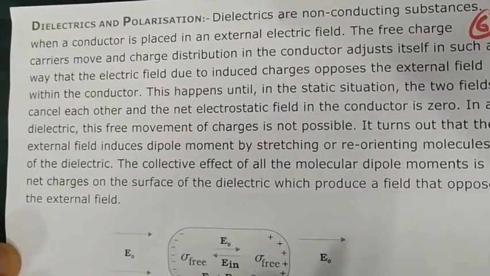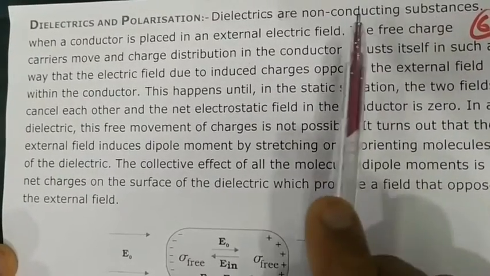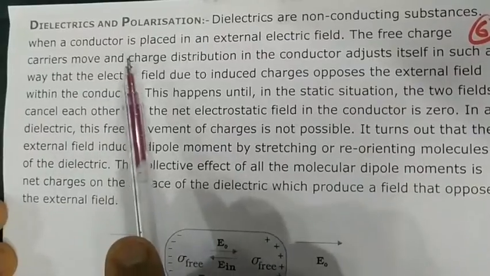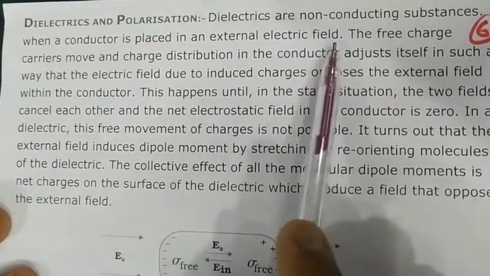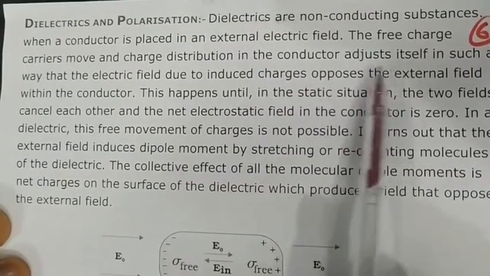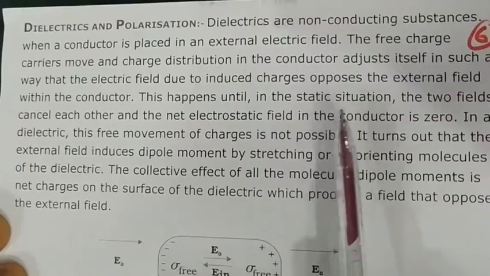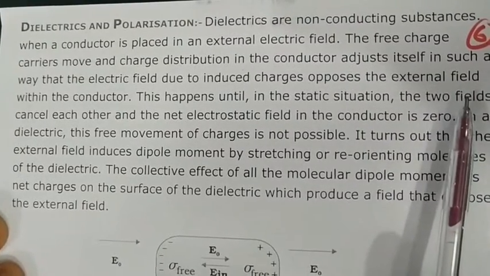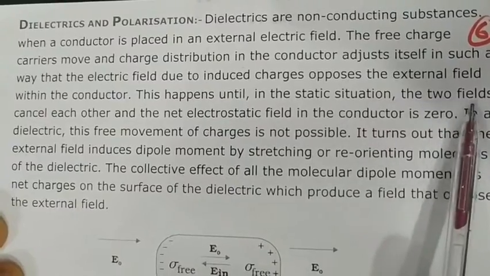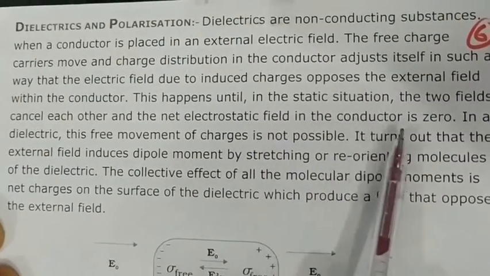Dielectric and polarization. What is a dielectric? Dielectrics are non-conducting substances, meaning insulators are also known as dielectrics. When a conductor is placed in an external electric field, the free charge carriers move and the charge distribution in the conductor adjusts itself in such a way that the electric field due to the induced charge opposes the external electric field within the conductor. This happens until the static situation where the two fields cancel each other and the net electrostatic field in the conductor is 0.